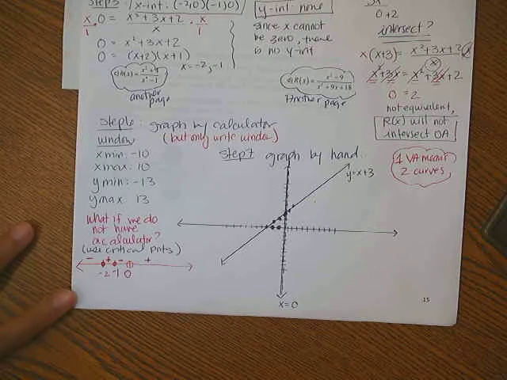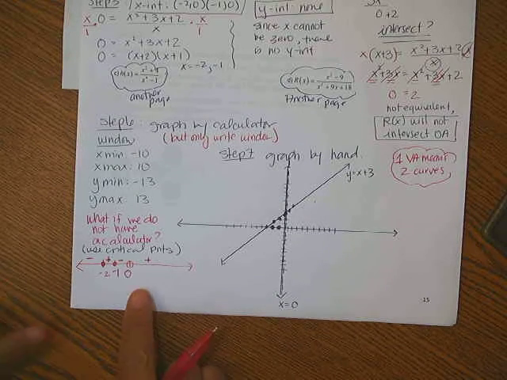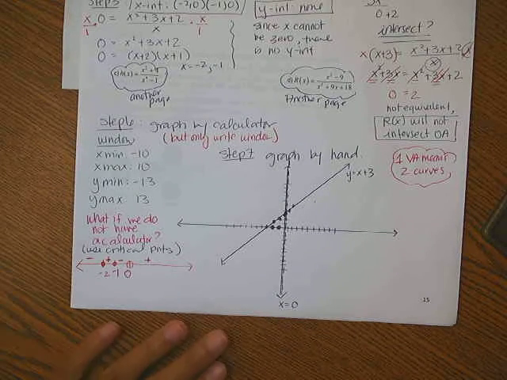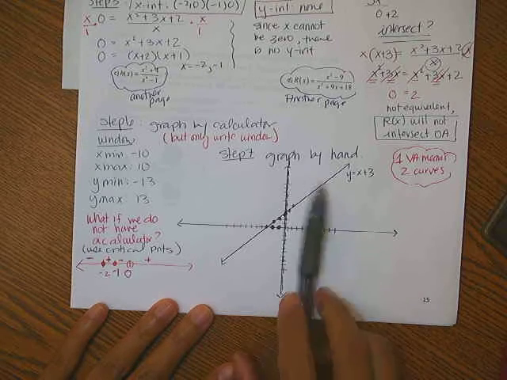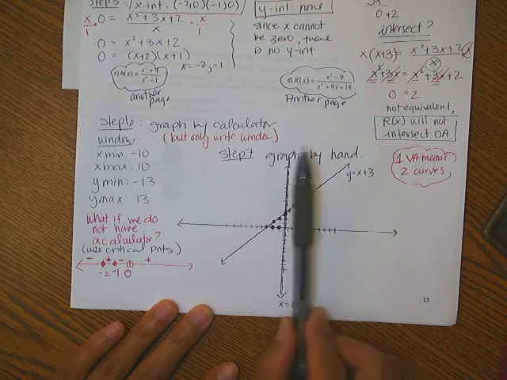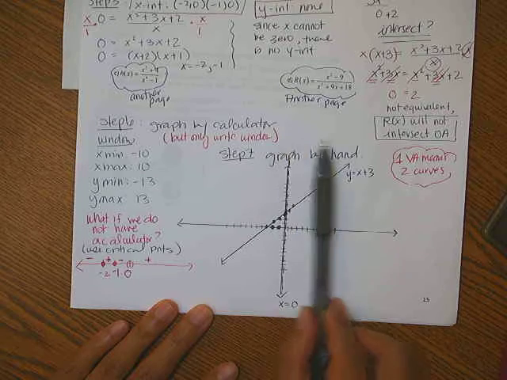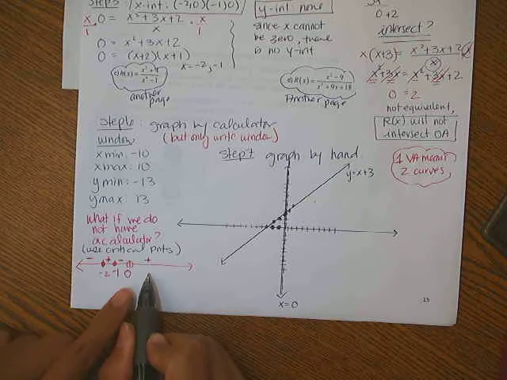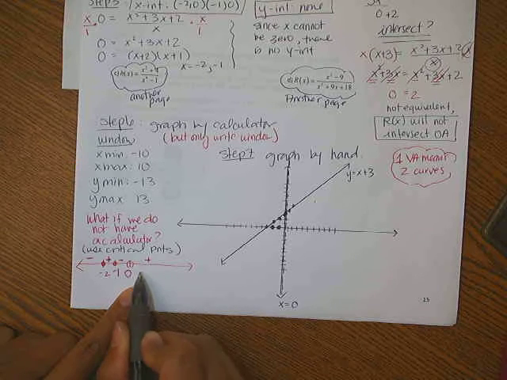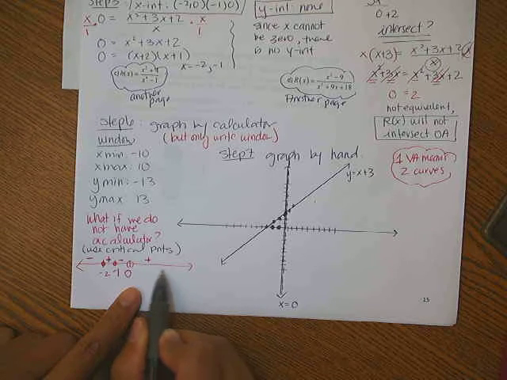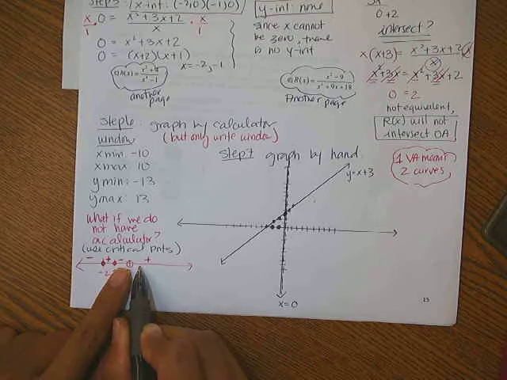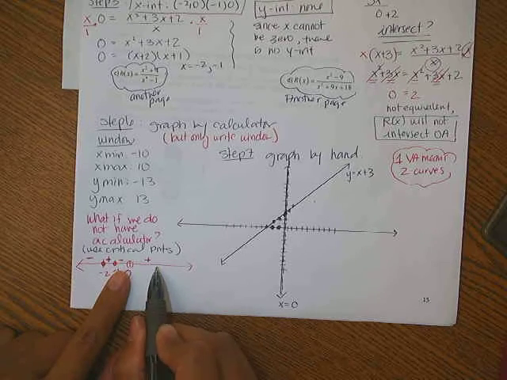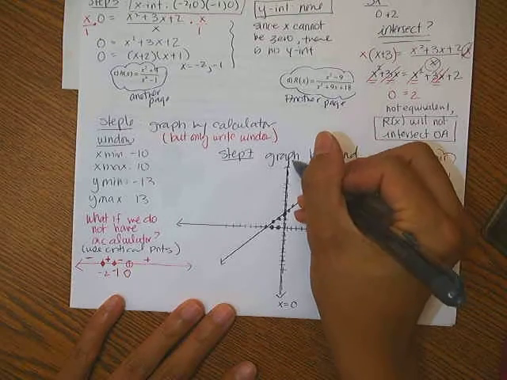Okay, so check this out. What if I don't have a calculator? Then this is what you need to do. So let's check it out. On the right-hand side, see this is the right-hand side? On the right-hand side, okay? When x is a super large number, the output is positive, okay? That means it goes here.